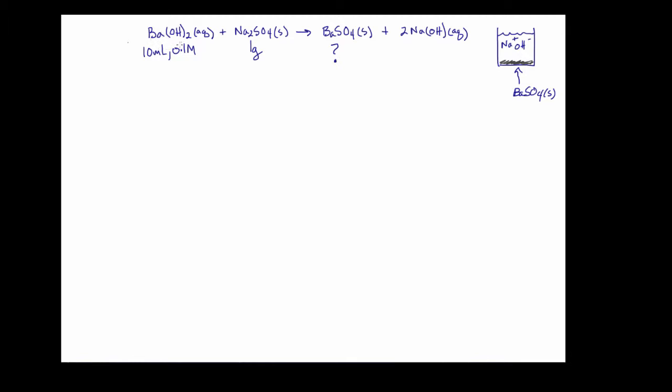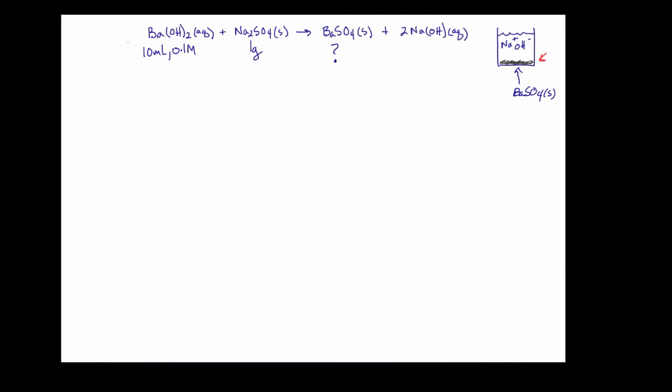We have a solution of barium hydroxide where the barium and the hydroxide are fully dissolved, and to that we're going to add some sodium sulfate. When we do that, the sulfate anion combines with the barium cation to form barium sulfate, an insoluble solid that precipitates to the bottom of the beaker, as I'm showing over here in this picture. And the spectator ion, sodium hydroxide, remains in solution above the solid precipitate.